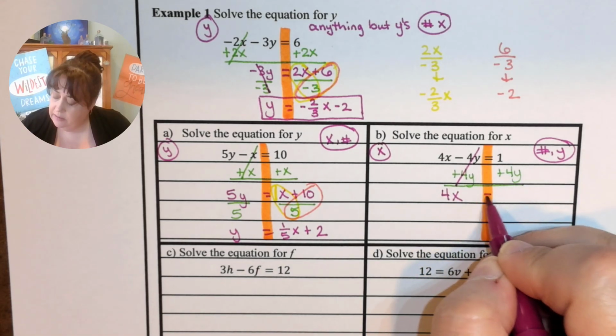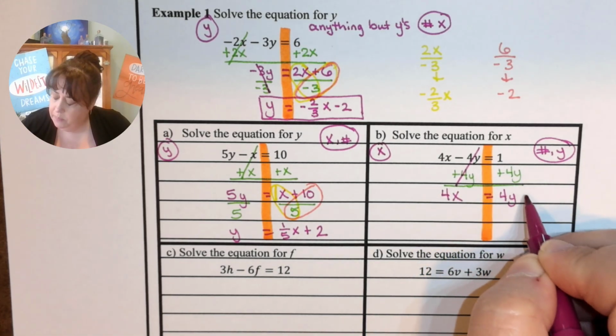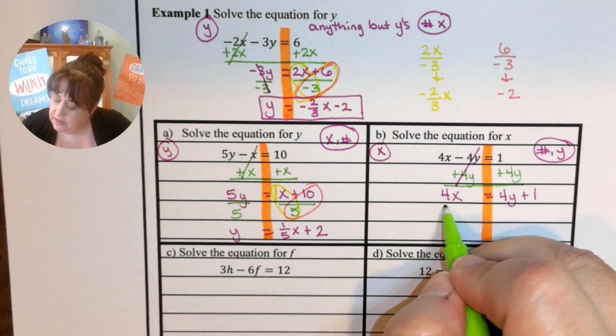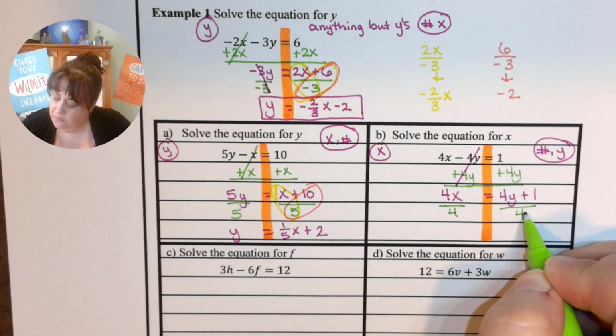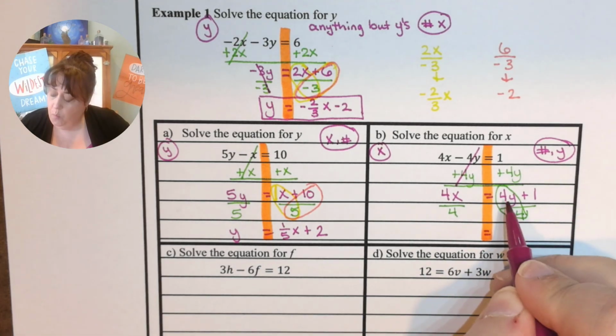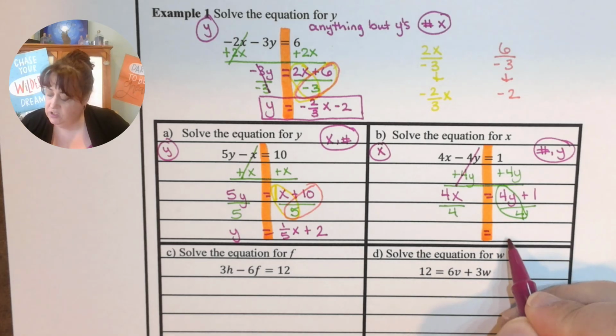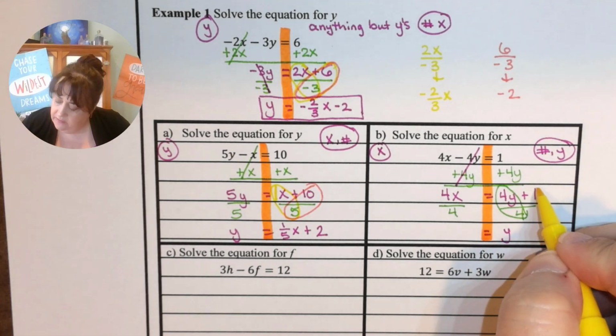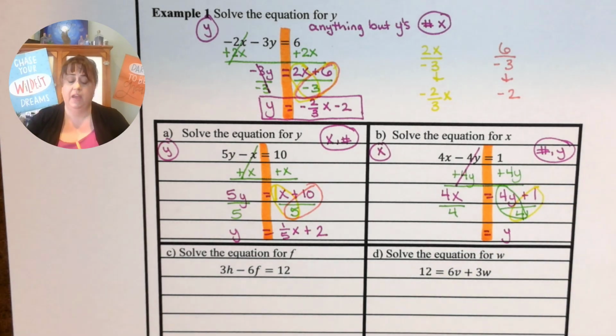4x is equal to 4y plus 1. So 4 times x, we need to divide both sides by 4. So 4 divided by 4 is 1. So 1y, or just y. And then I have 1 divided by 4. I am just going to leave that as 1/4.